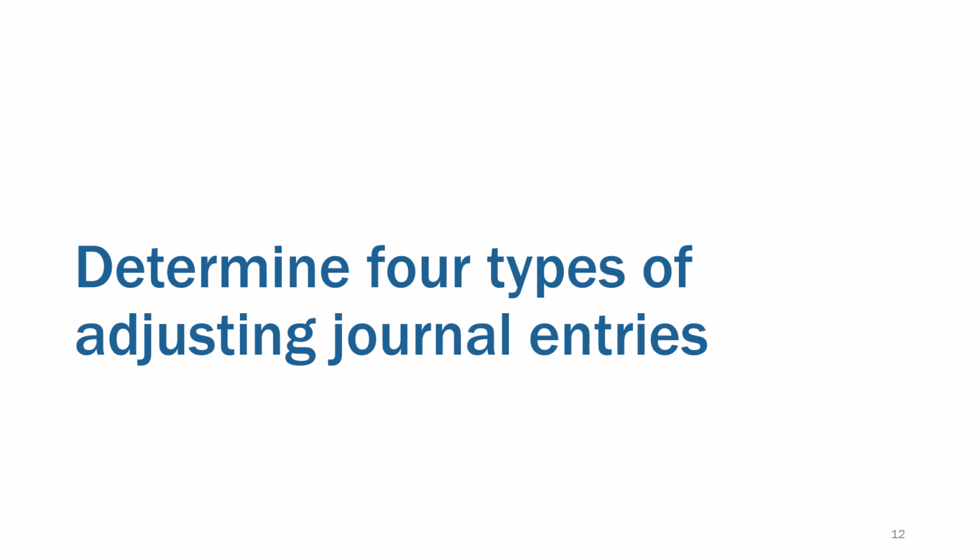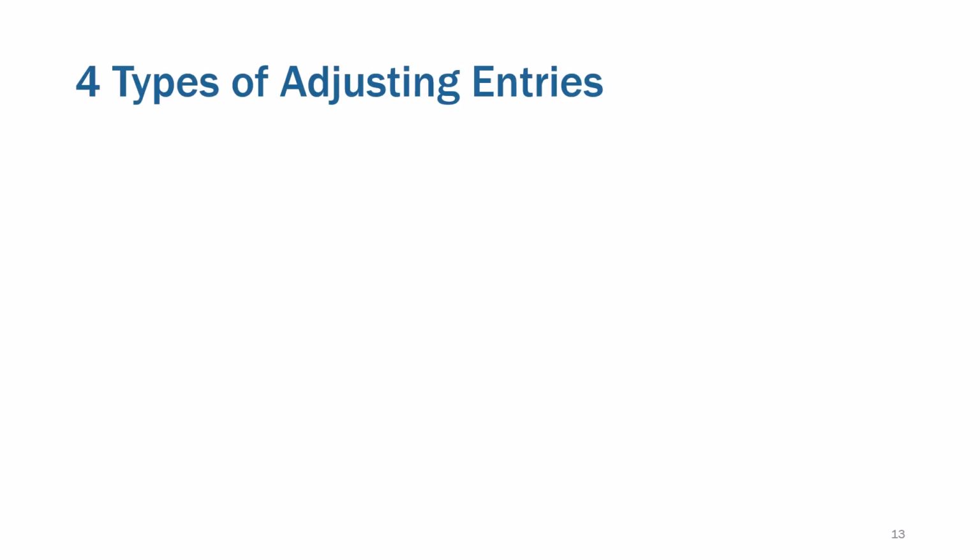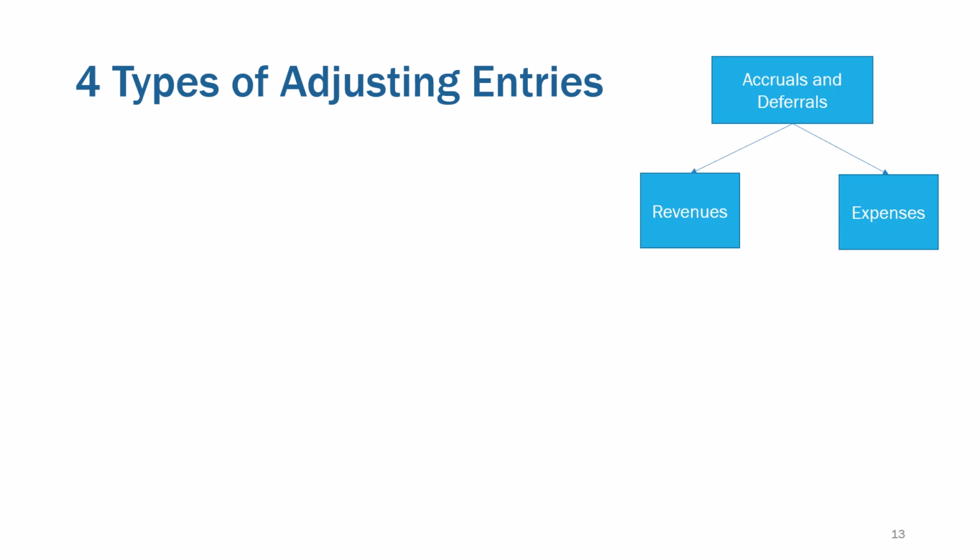Well, determining the 4 types of adjusting journal entries. We have accruals and deferrals for both revenues and expenses. So that means there's accrued revenue, accrued expenses, deferred revenue, deferred expenses. They fall in one of those 4 camps. Sounds easy enough, but a lot of these can be fairly challenging. You just got to dig in.